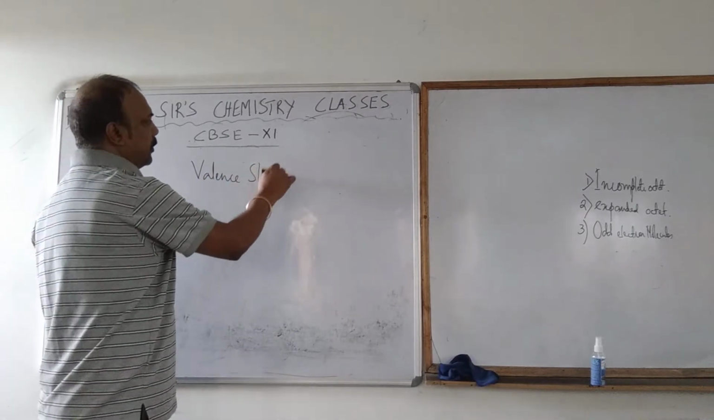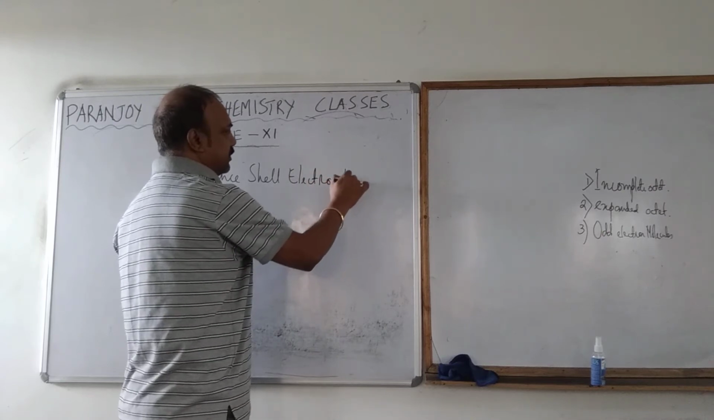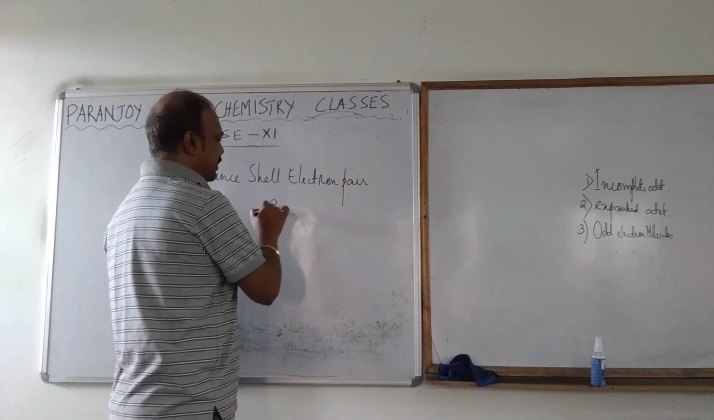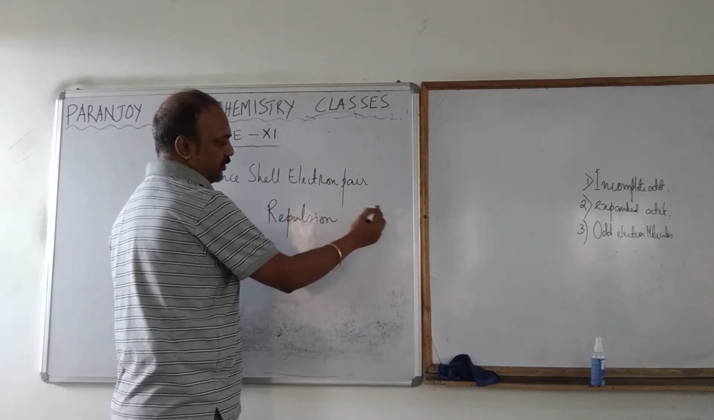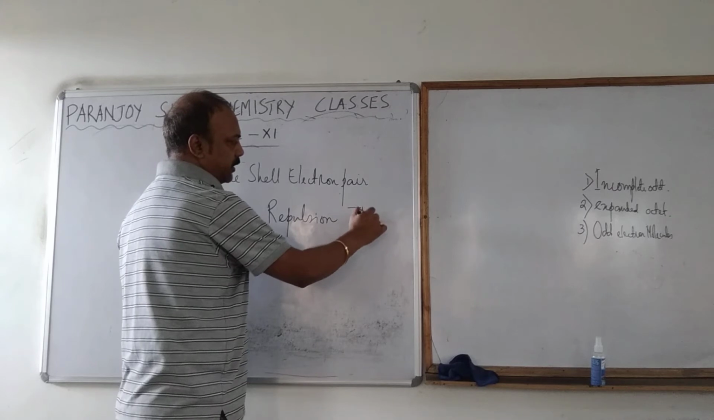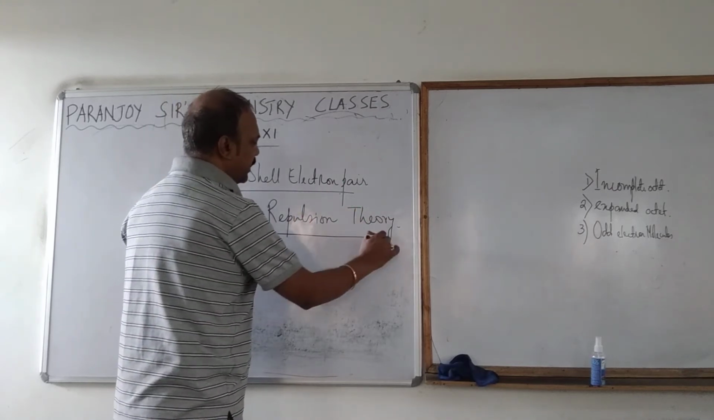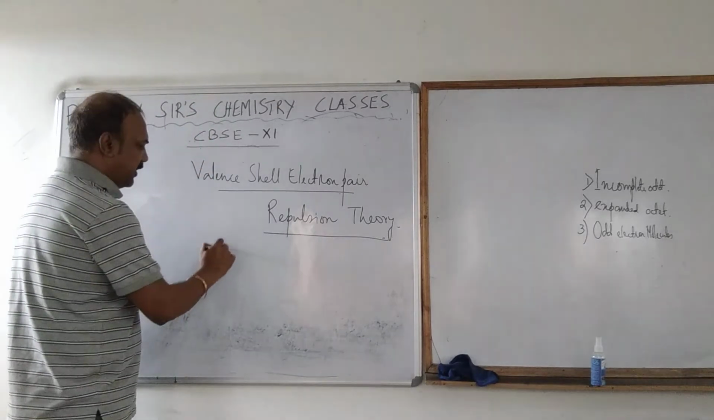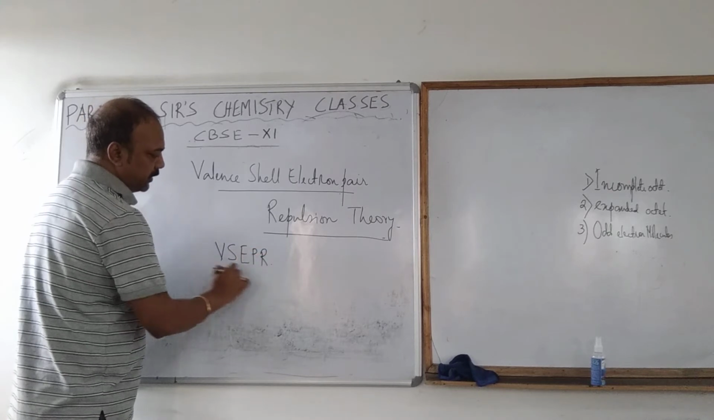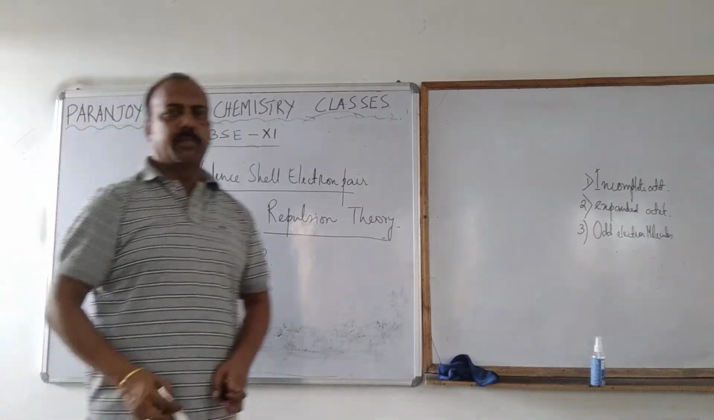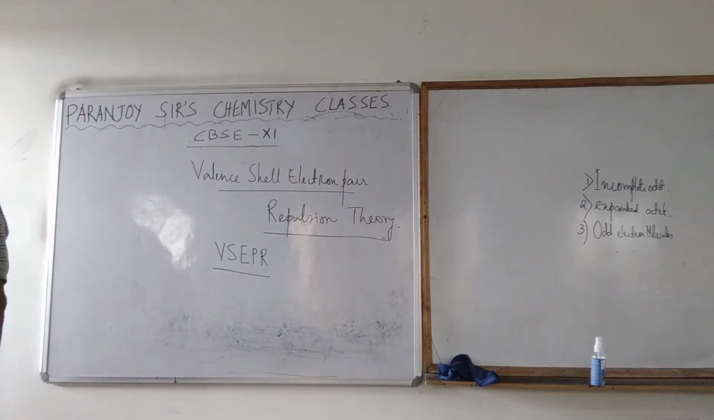shell electron pair repulsion theory. Valence shell electron pair repulsion theory. This is the theory. In short, we call it VSEPR theory. VSEPR theory. Valence shell electron pair repulsion theory.